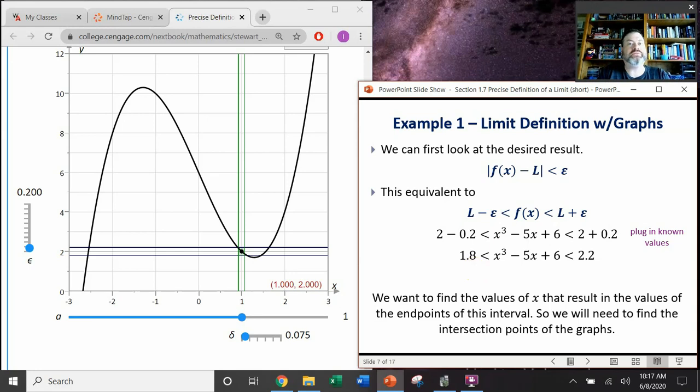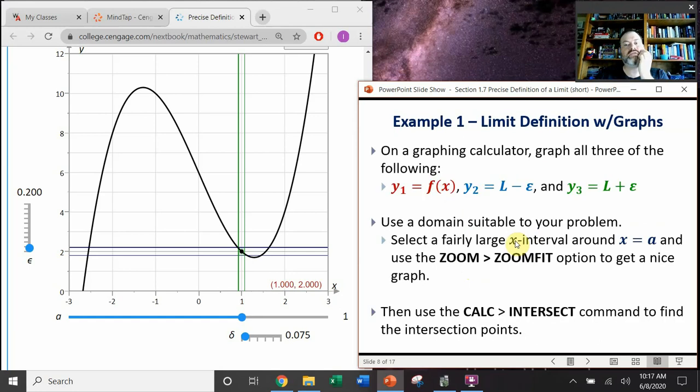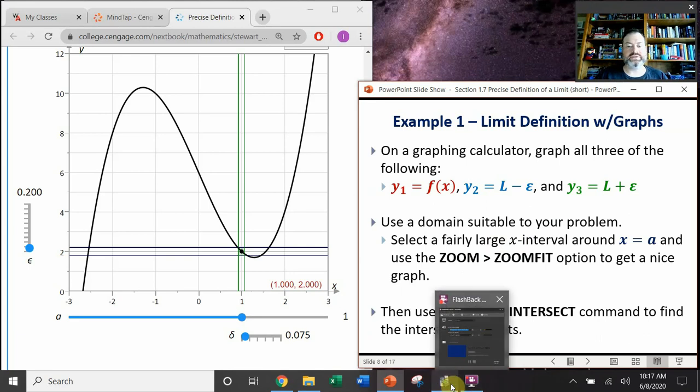If you know the cubic formula, I did not put it in any of the notes. You're allowed to use it, but there's an easier way to find intersections of functions, right? That's what we have graphing calculators for. So on a graphing calculator, graph all 3 of the following. So let's do that now.